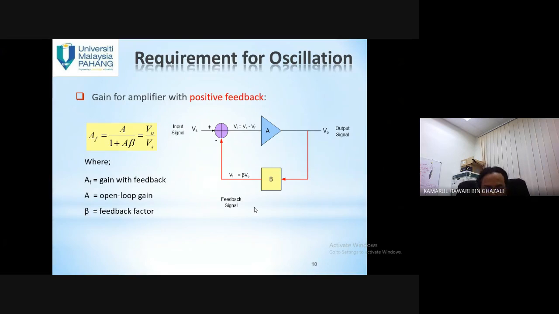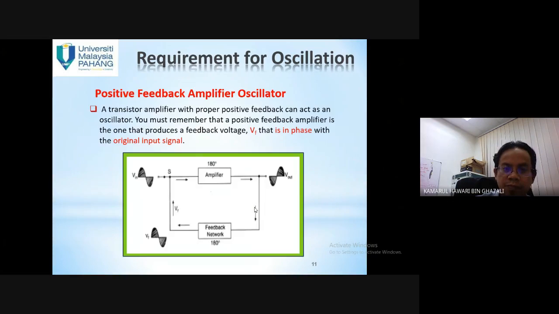So gain for amplifier with positive feedback. This is the formula for the gain. AF equals A divided by 1 plus A beta, equals V naught divided by Vs. So then you can get the gain, where AF is the gain with feedback, A is the open loop gain, and beta is the feedback factor.